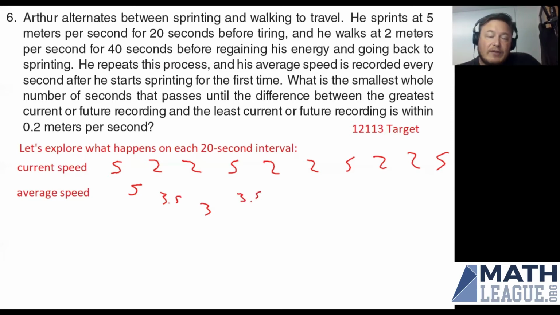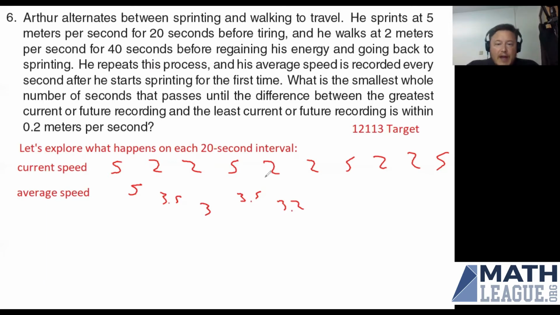For our first 5 intervals, the sum is 16. We've got 5 plus 2 plus 2, that's 9, plus 5 plus 2, that's another 7. Total of 16, and we've got 5 intervals. 16 divided by 5 is going to bring us down to 3.2. So in other words, after 100 seconds, his average speed is down to 3.2.